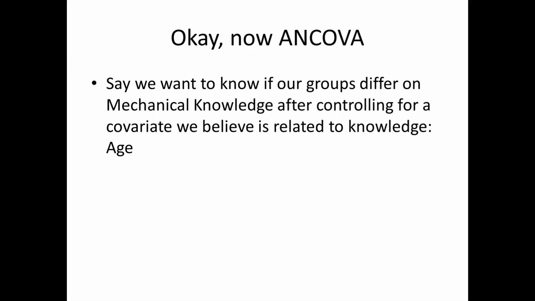So we're going to run an ANCOVA. ANCOVA, as you probably remember, is basically an ANOVA with a continuous covariate thrown into it because we want to account for that. So say that we believe that our 3 different groups will differ on this test of mechanical knowledge, but we believe that the participant's age is somehow related. As people get older, they generally learn more. So we want to make sure that we've accounted for age in our study, so we're going to include this continuous covariate, age.